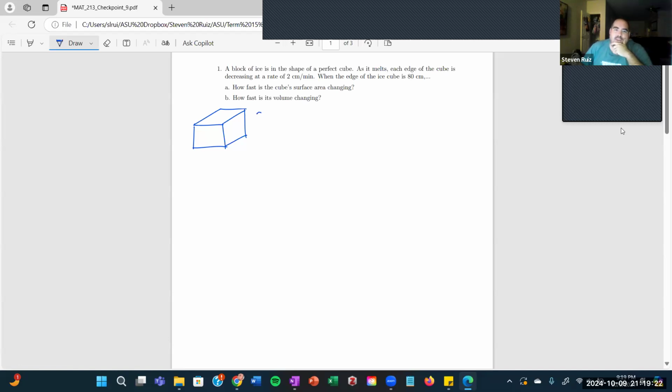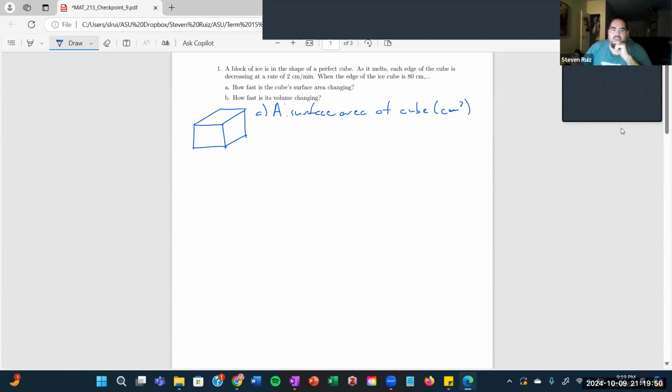Okay, so for part A, let's take a look at what variables or quantities I'm going to look at. One of them is clearly surface area. So the surface area of the cube, and that's going to be in some length squared, so centimeters squared. What other units am I going to have to worry about? Let's look at the question. Block of ice in the shape of a cube.